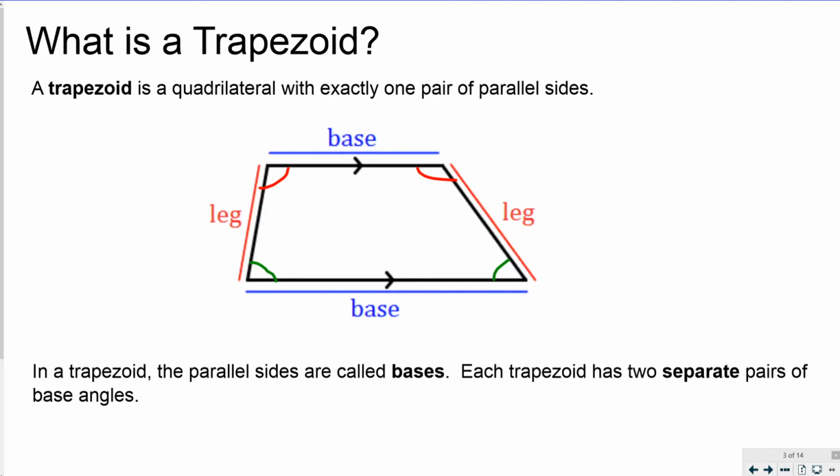Each trapezoid has two separate pairs of base angles. So you've got the red base angles up here, and you've got the green base angles on the bottom. You can pause the video if you need to write anything down.